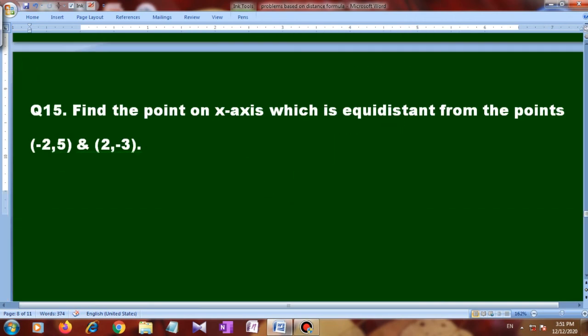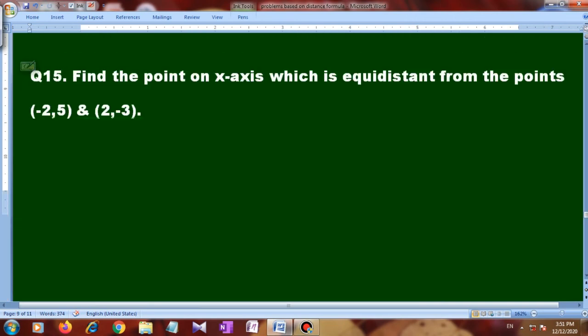Next, find the point on the x-axis which is equidistant from these points. This is also the same as the above question, so you can solve it yourself.